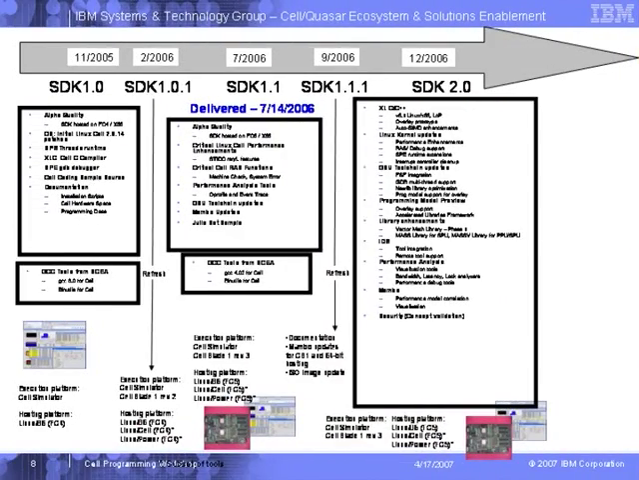Here's the progression of the SDK. As of now, we're on SDK 2.0. We released SDK 1.0 to support our board bring-up and the base of the Cell plate, and now we move to SDK 2.0, which provides full-blown XLC compilers. These are the IBM compilers. We're also working with the open source community, which provides a GCC compiler. So we have the two compilers available all the time on the Cell BE.